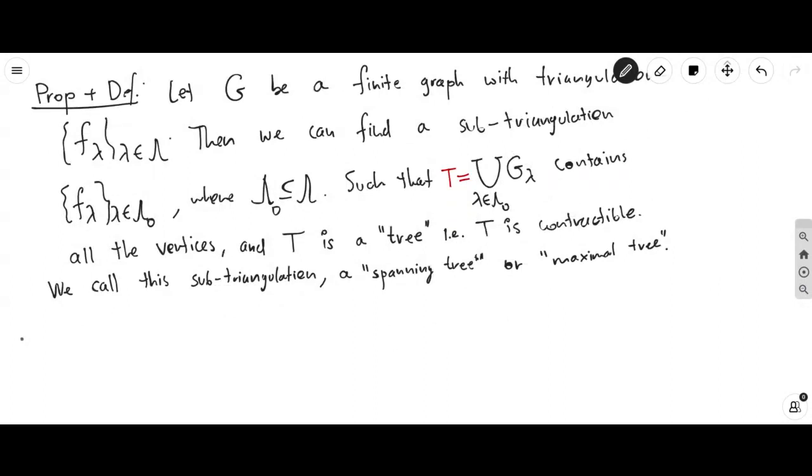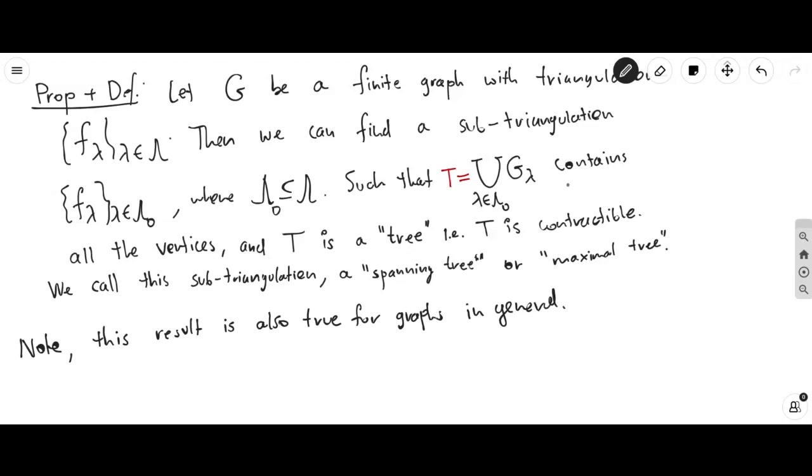And let me just make a comment. Note, this result is also true for graphs in general. We are assuming that we have a finite triangulation. But even if the triangulation is not finite, this is still true. It just takes more effort to prove. And the proof is very boring. So I'll just give you a very quick outline of how the proof goes.